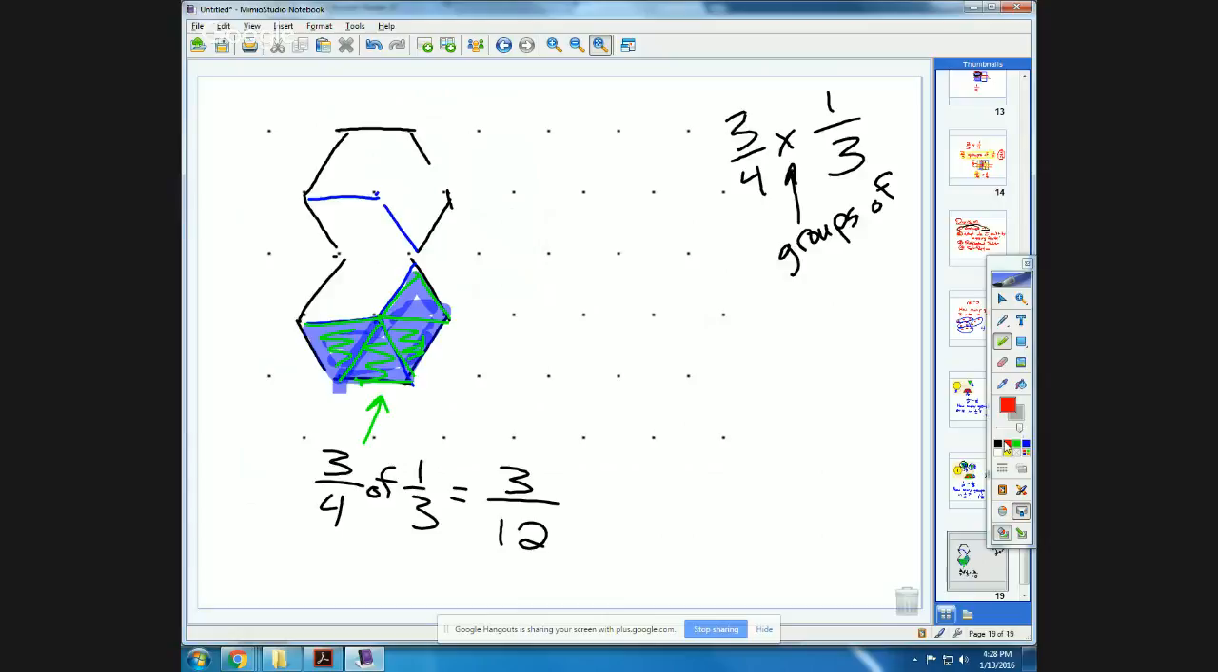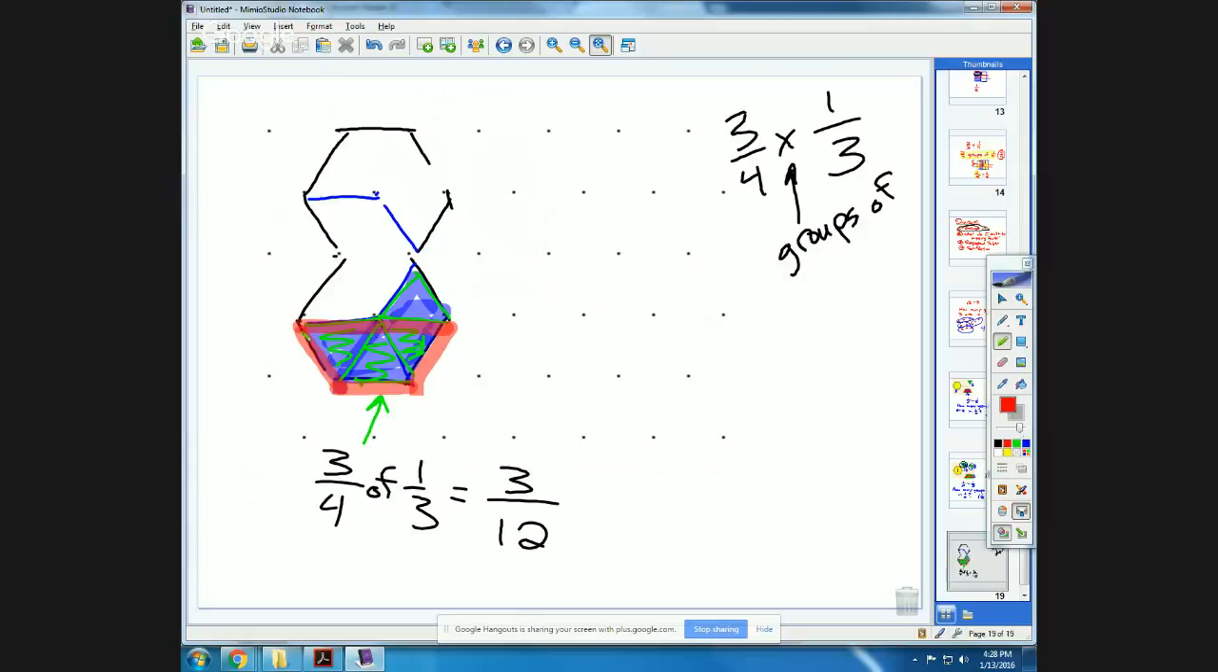Does anybody see another way to look at it? So this is my answer right here. What's another way I could look at this to get the answer? 3 times 1, 4 times 3. Well, I don't want to get to the algorithm yet. Just look at the shapes. Is there a way to use the shapes to come up with another way to state the answer?